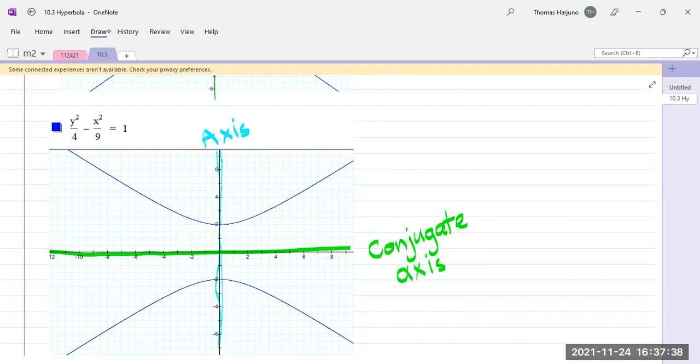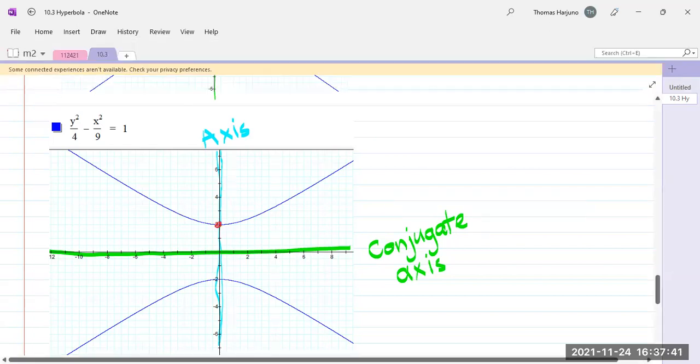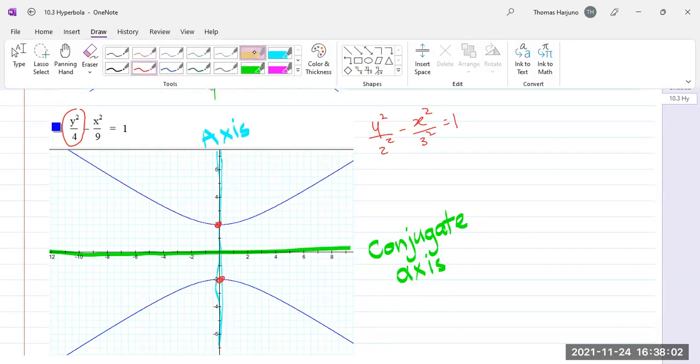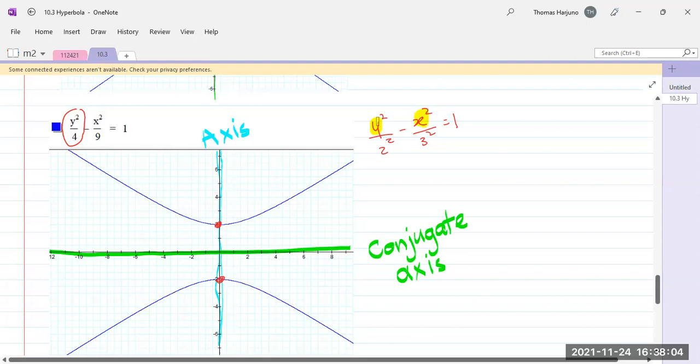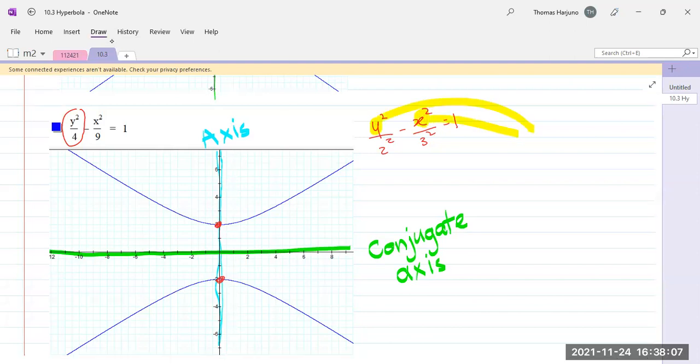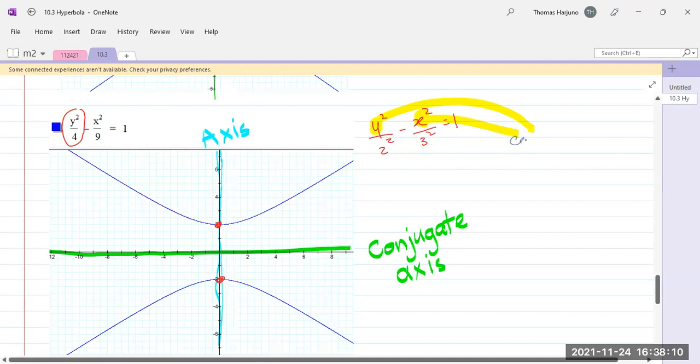Okay, the vertices are these two guys here. Now, how do we know the position of the vertices? Take a look at the first term. That's y squared over 2 squared minus x squared over 3 squared equals 1, right? Now, from the numerators, you see that the center is 0, 0. The center is the origin.